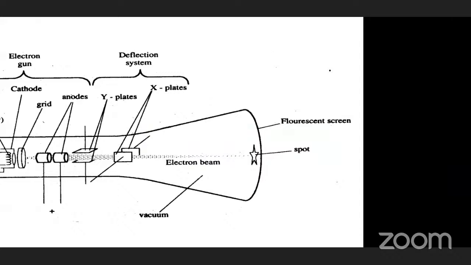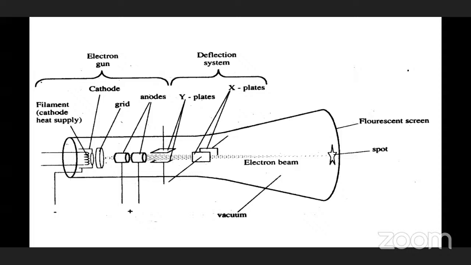Then you can see the cathode. Then you have the anode. Then you have the Y plates, and we have the function of the Y plates. We also have the X plates. At this point, you can see the electron beam moving towards the screen. And you can see this is a vacuum. We simply state that the tube is evacuated in order to prevent the electrons from colliding with air molecules, which can reduce their kinetic energy.